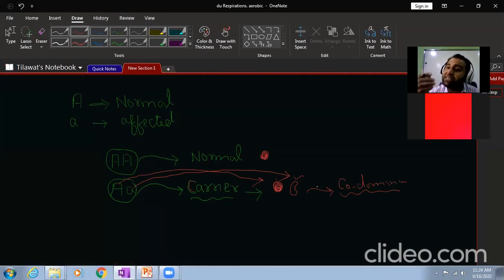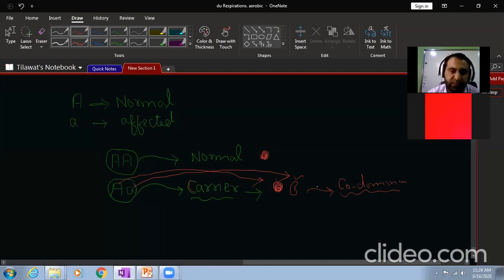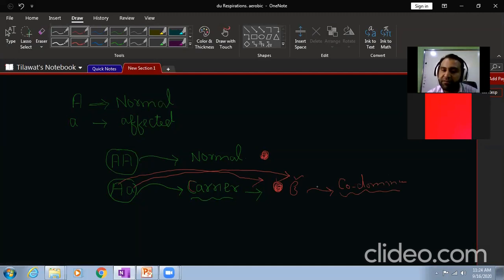Still, the number of normal red blood cells is less than what it's supposed to be. But because of the presence of the normal allele, which is expressing, he will not feel the symptom well. But when he goes to a place where there is a deficiency of oxygen, then he will feel it. Right?